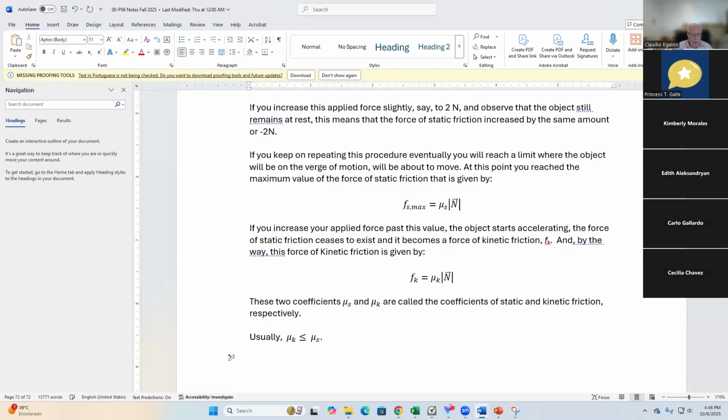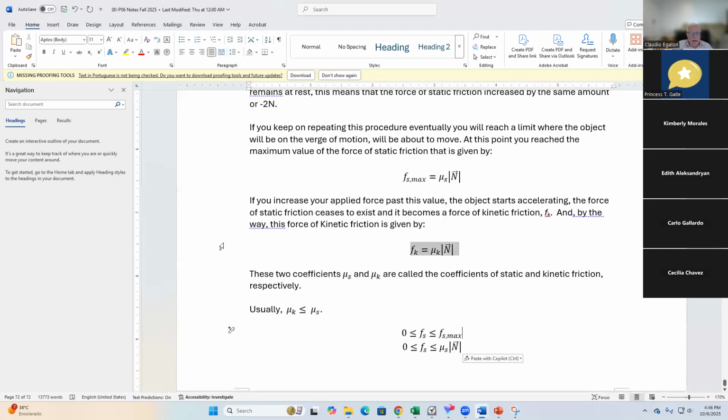So we have the following. The force of static friction can be anywhere between 0 and its maximum value, anywhere between 0 and mu sub s times N. And the force of kinetic friction is given by this value here.